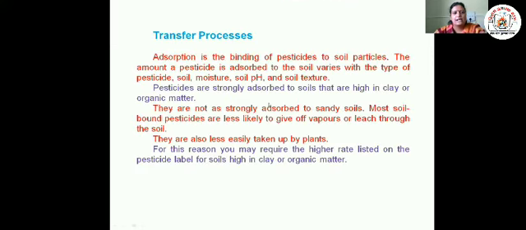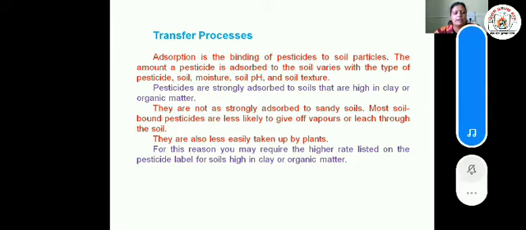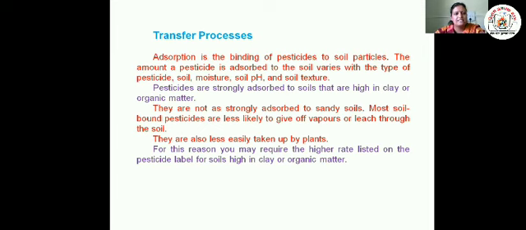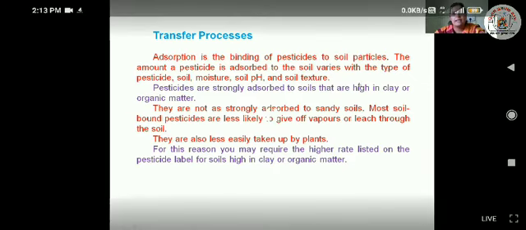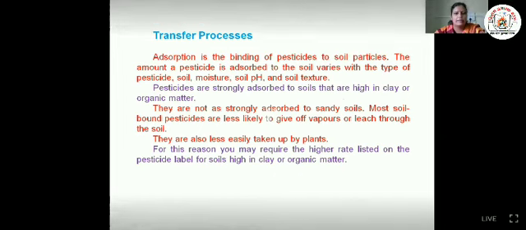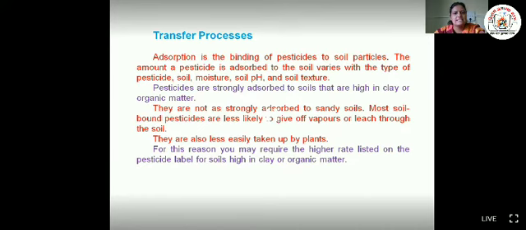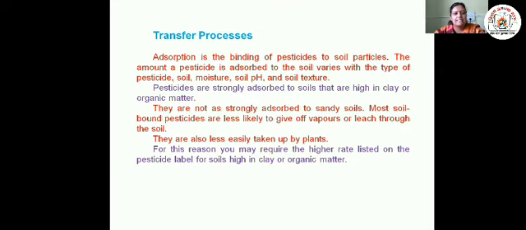How? Among transfer processes, adsorption is the binding of pesticides to the soil particle. The amount a pesticide is adsorbed to the soil varies with the type of pesticide, soil moisture, soil pH, and the soil texture. Pesticides are strongly adsorbed to soils that are high in clay or organic matter, and not as strongly adsorbed to sandy soil as compared to clay soil. The most soil-bound pesticides are less likely to give off vapors or leach through the soil. They are also less easily taken up by the plant.